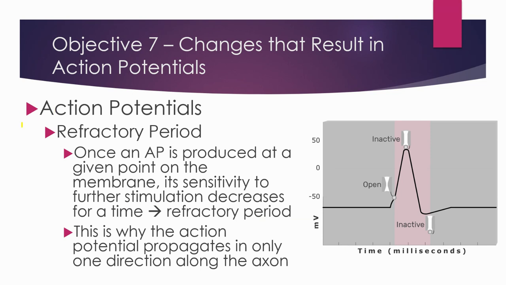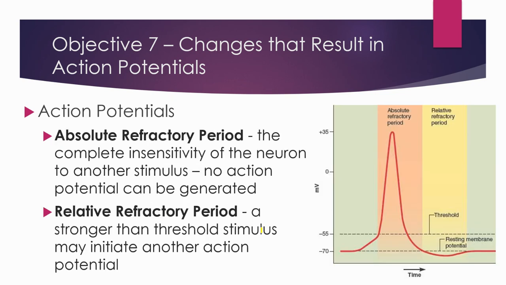Now there is a slight refractory period. So once that action potential is produced, it's no longer really sensitive to a stimulus in that very short period of time, and that's what we call the refractory period. And so this is what keeps those action potentials from going both forward and backward. They're always going to be in a one-way direction. It's because they're not open to new stimuli as it's undergoing that action potential in that moment.